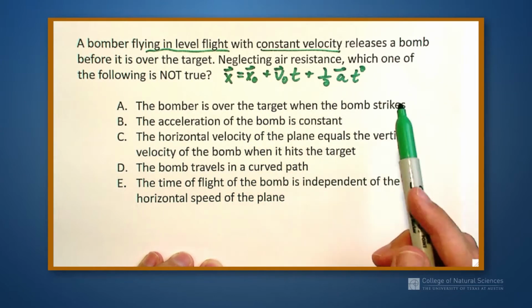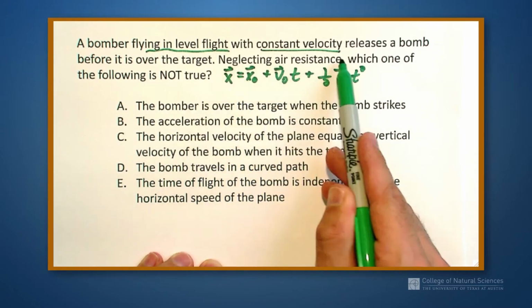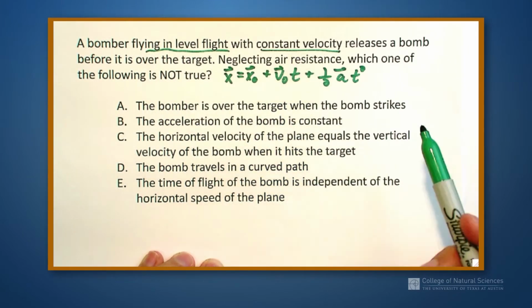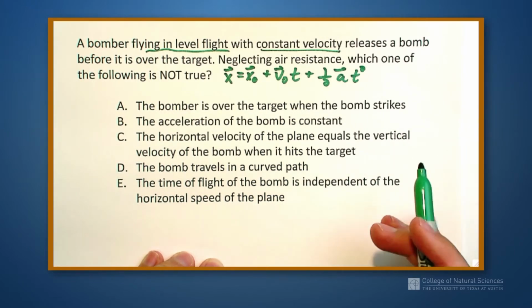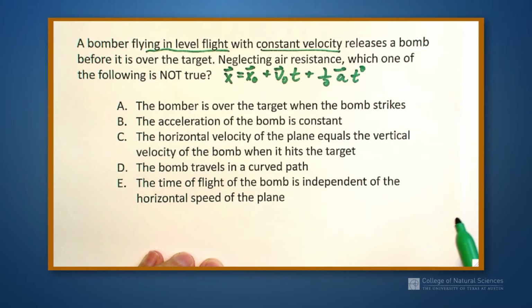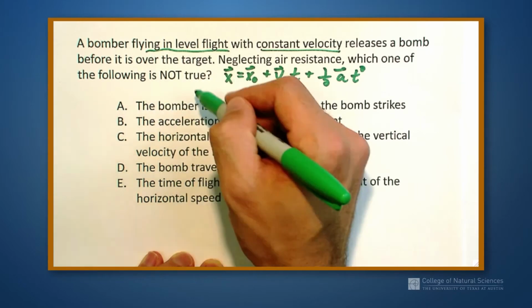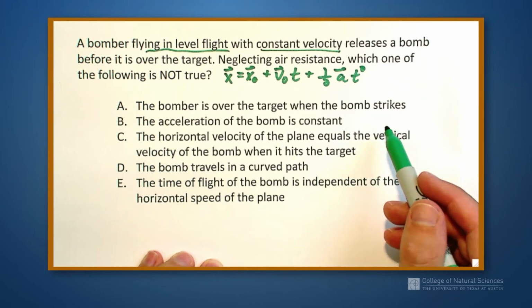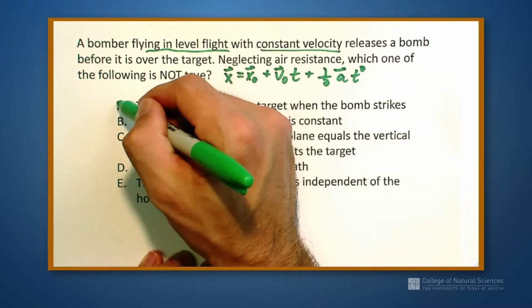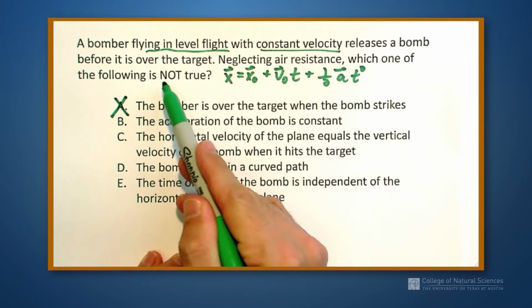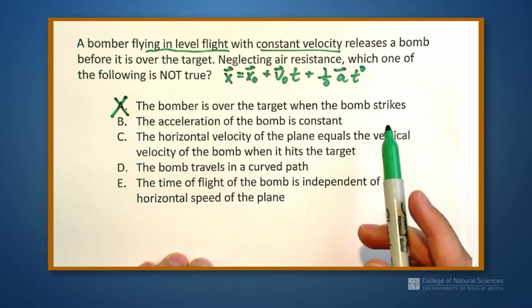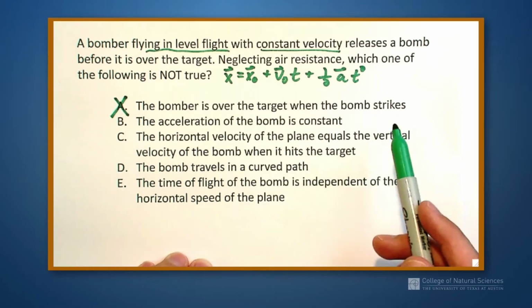However, there's going to be no acceleration in the horizontal direction because we're neglecting air resistance. So assuming that the bomber keeps level flight and we're keeping a constant velocity, once the bomb is released, that horizontal velocity it has is not changing. Neither is the bomber. So they're going to be going the same amount of distance every second, so this one is going to be a true statement. We're looking for a not true answer. So the bomber will be over the target when the bomb strikes. The bomber will always be over the bomb, actually, for the entire process.